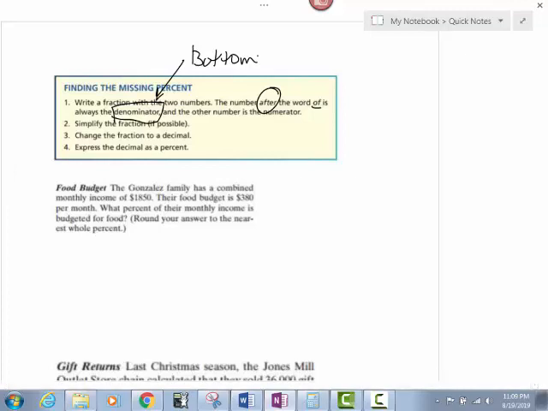Write the decimal as a percent. So it says the Gonzalez family has a combined monthly income of $1,850. Their food budget is $380 per month. What percent of their monthly income is budgeted for food? Now it says round your answer to the nearest whole percent. We'll figure out how to do that in a little bit.